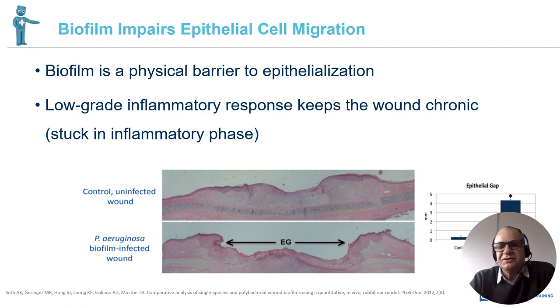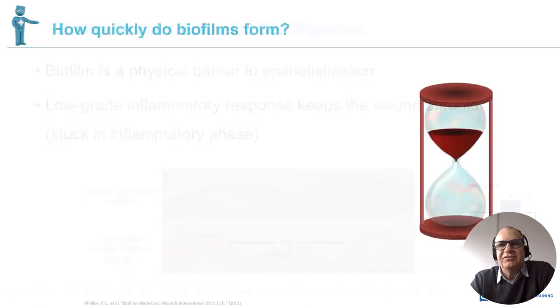This is a very interesting study that was published quite a few years ago now, but it's still very nice to look at because they took slides to show that if you don't control the biofilm infection, the migration of the epithelial cells will not happen. It gets stuck in the inflammatory phase.